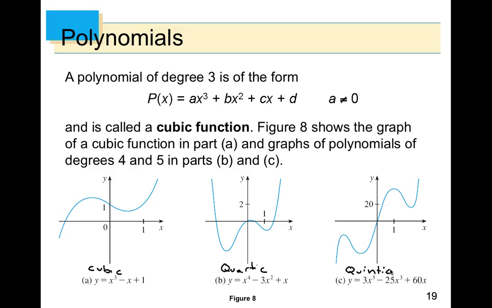So odd degree functions will look like cubic functions, just more extreme, and even degree functions will look like quadratic functions, just more extreme. So if you notice, the quartic function kind of looks like a W, but it's still pointing up in both directions, whereas a cubic function or a quintic function, one end is pointing down and the other end is pointing up.